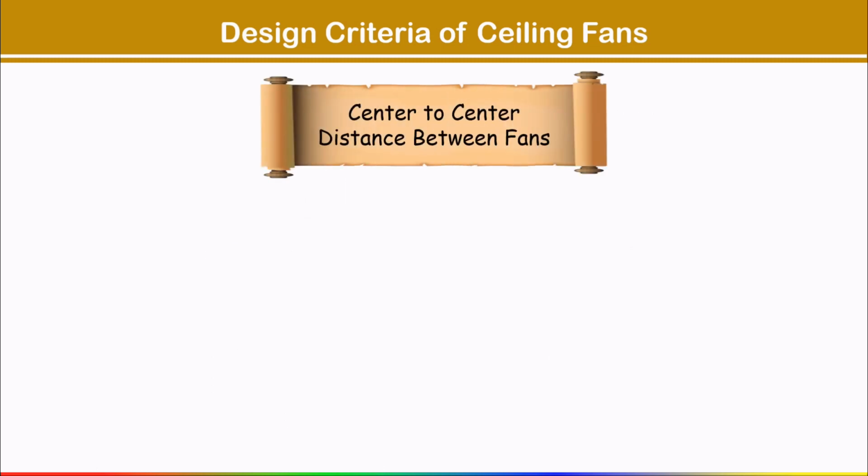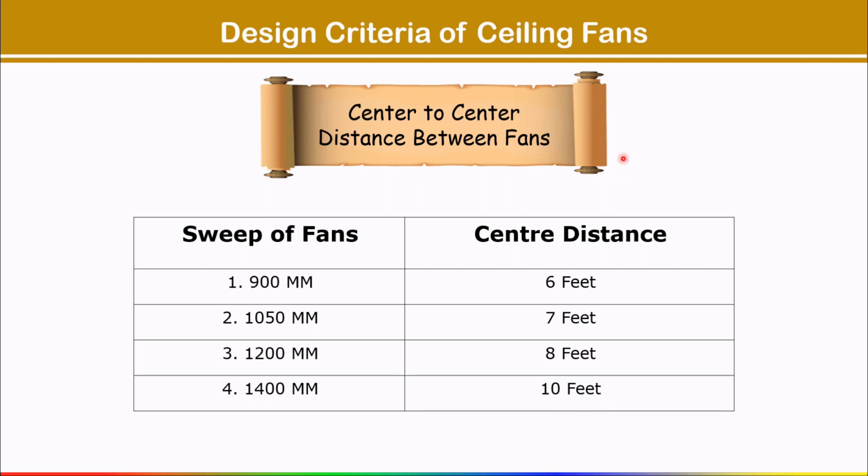Now here you can see the center to center distance between fans is given, but whatever they have given is a minimum distance. Based on the sweep of the fan, you will get the center distance, meaning how much minimum distance you have to maintain between fan to fan.